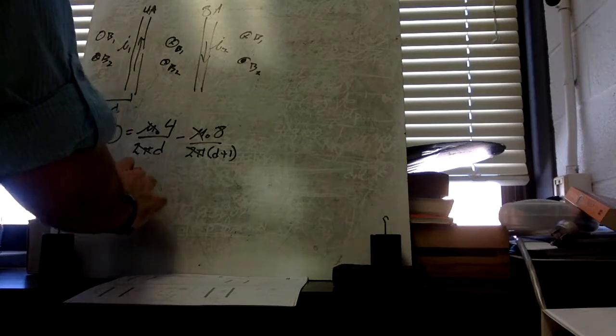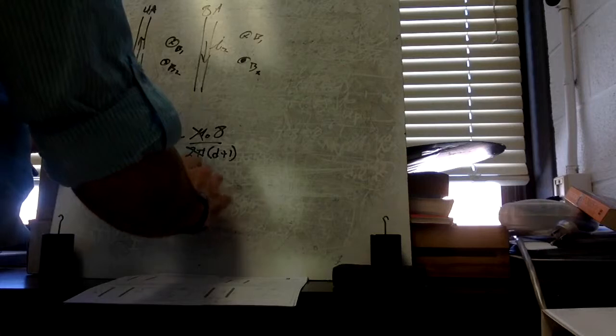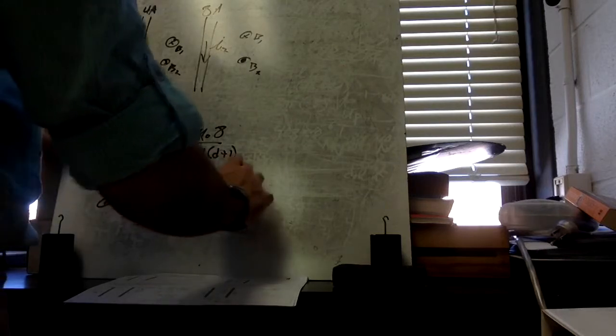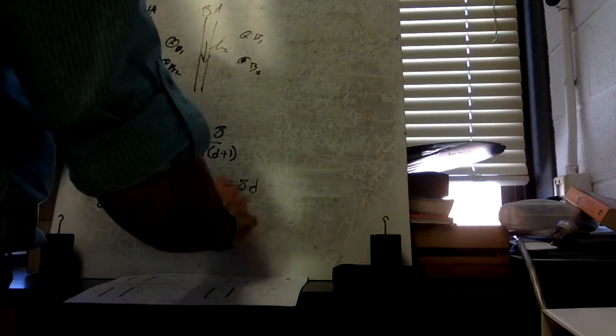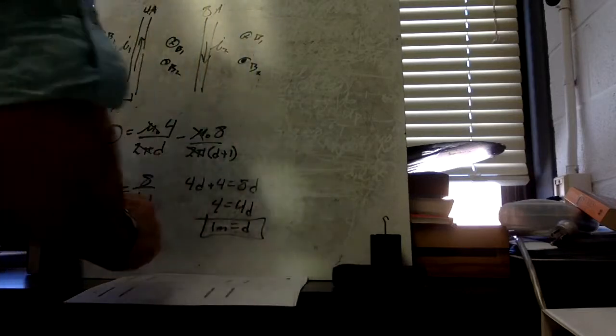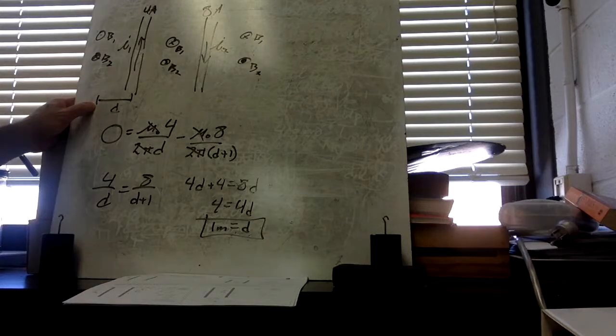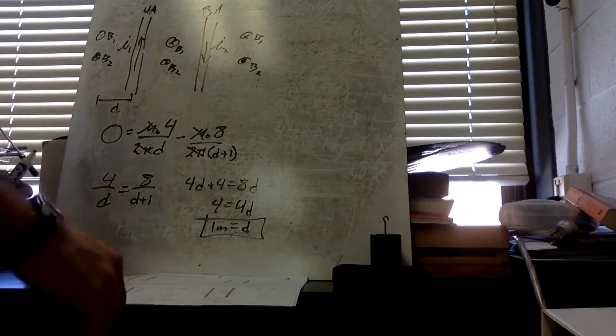4 over d is equal to 8 over d plus 1. So 4d plus 4 equals 8d. So 4 is equal to, subtract that, 4d. So 1 meter is d. So 1 meter from this wire is the place where that magnetic field is going to be 0. Okay, so 1 meter to the left of current 1.